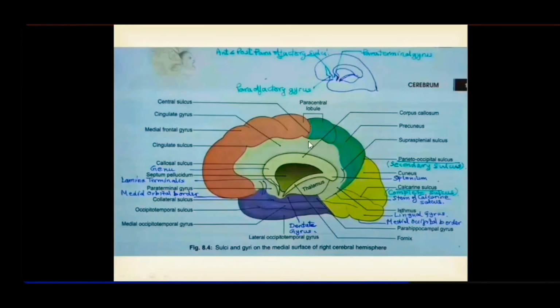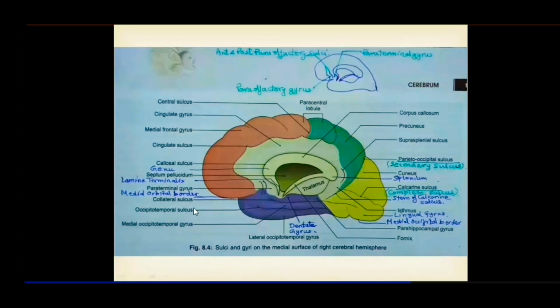And this is the terminal gyrus, right? And there you find the fornix, and in between will be a septum that's called the septum pellucidum. And down below the fornix is this area called the thalamus, right?